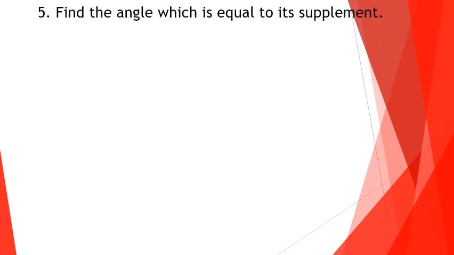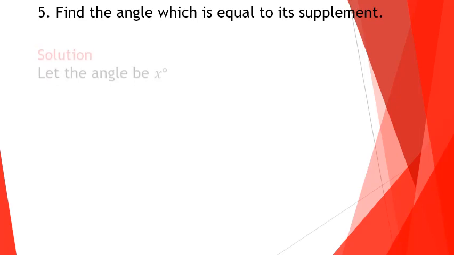Next is question number 5. Find the angle which is equal to its supplement. In the question it is given that if we add an angle and its supplement, we get 180 degrees. Which two equal angles add to get 180? 90 degrees. That is, 90 plus 90 gives 180 degrees. So, the angle which is equal to its supplement is 90 degrees.